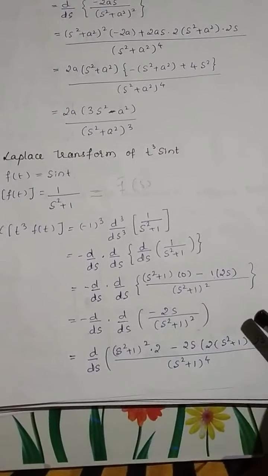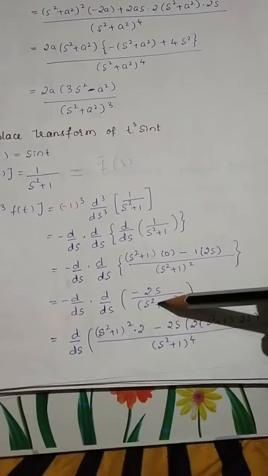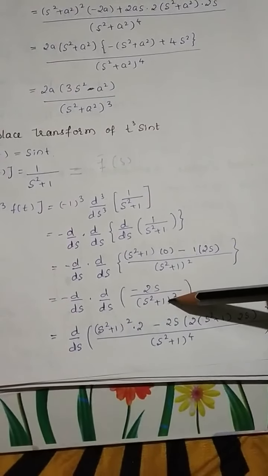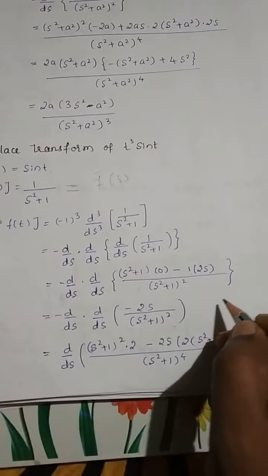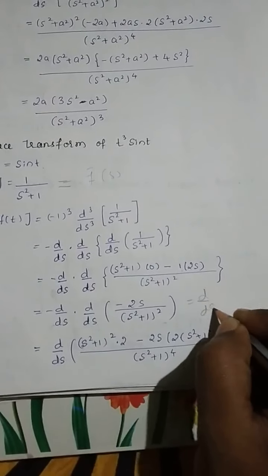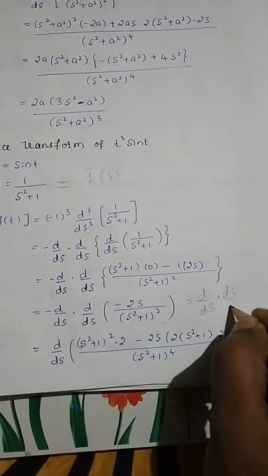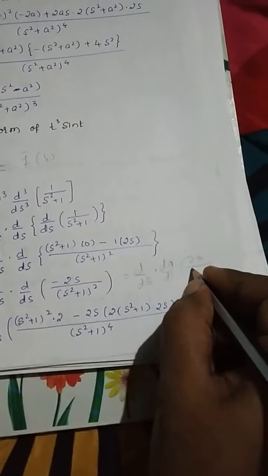Next we need to do the second differentiation. S square plus 1 whole square into the derivative of minus 2s, which is 2. Before that, we have multiplied this minus with this minus, that is d by ds into d by ds of 2s upon s square plus 1 whole square.